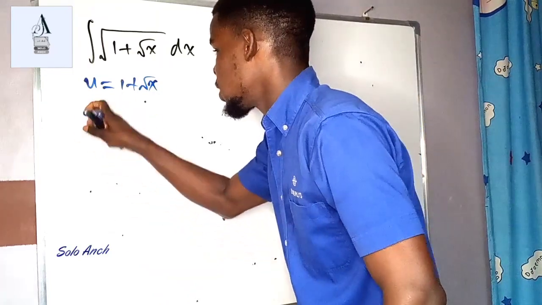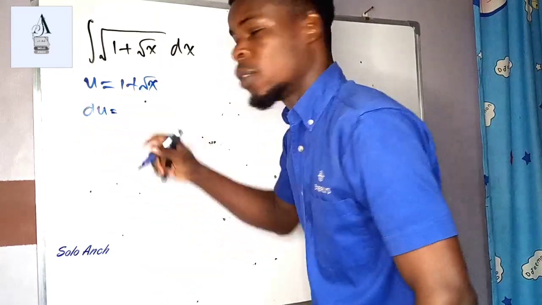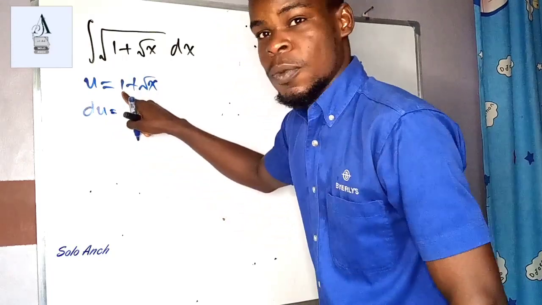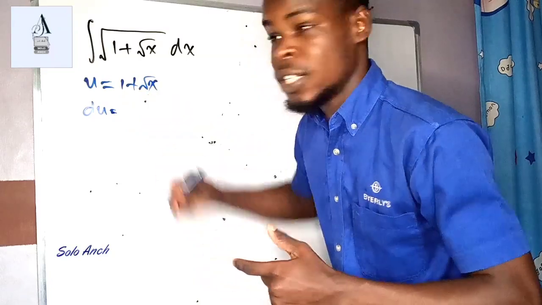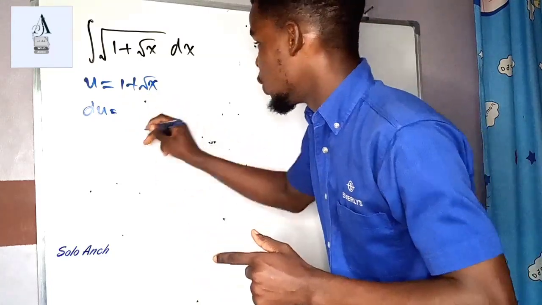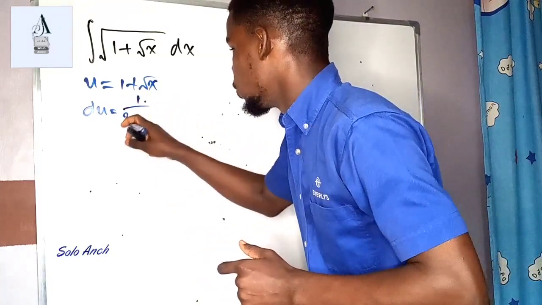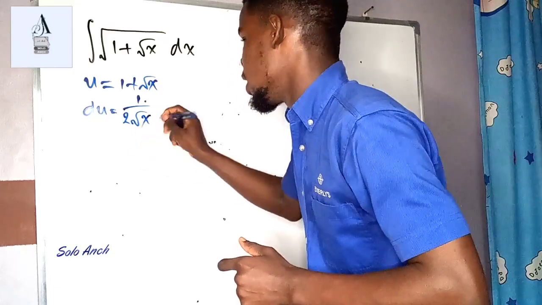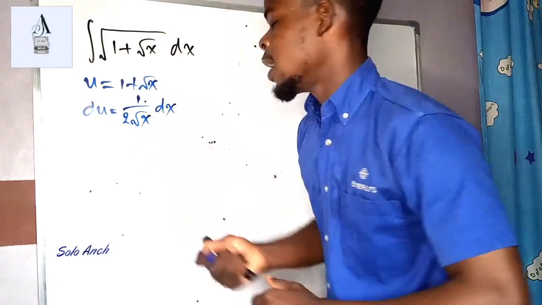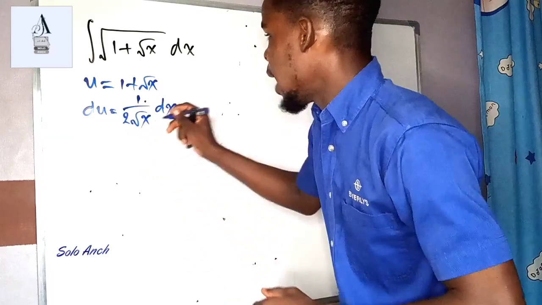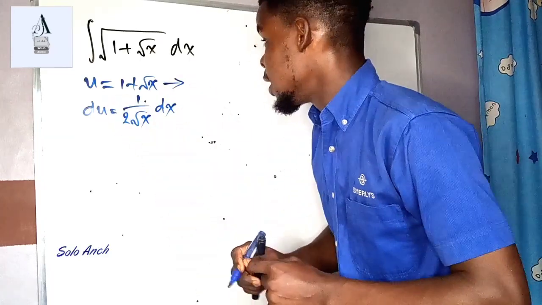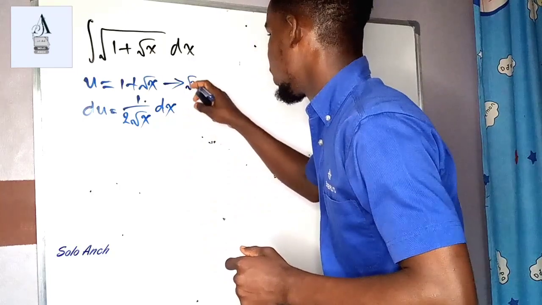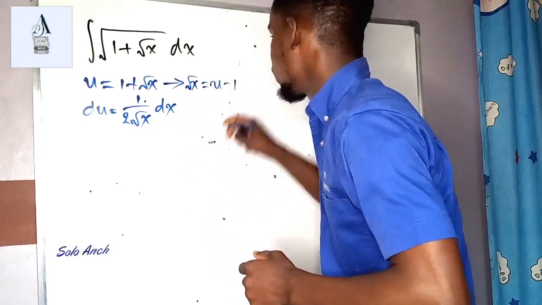So if we differentiate both sides, we see that du is going to become, well, the derivative of 1 is just going to be 0, plus what is the derivative of the square root of x? Well, if we differentiate that, we're going to have 1 over 2 root x, and then we just put the dx at the back like that. Okay, great. And notice that from this substitution that u is 1 plus the square root of x, it means that the square root of x can become u minus 1.